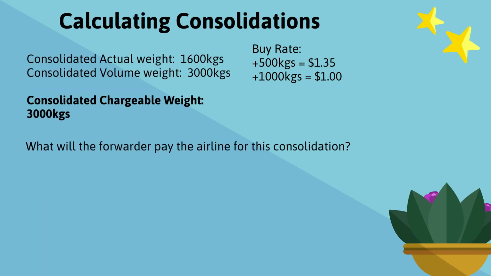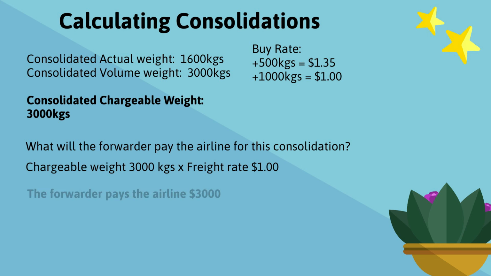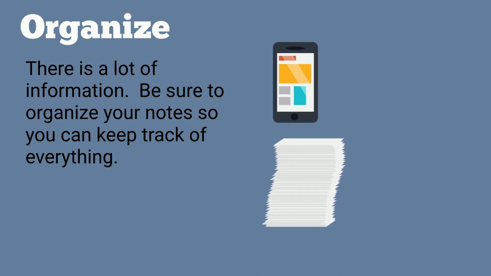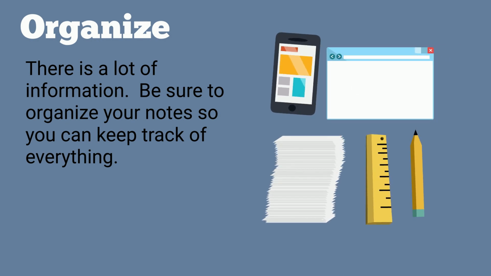Now it's time for the forwarder to pay the airline. So we are not going to use the sell rate this time. We're going to use the buy rate, which is the lower rates. This is because we are paying the airline now. And we are still going to use a chargeable weight, but we are going to use the chargeable weight based on the consolidated actual weight and the consolidated volume weight. We're not going to look at the higher chargeable weights from shipments 1 and shipments 2. We're looking at the total consolidated actual weight and the total consolidated volume weight to determine what the total consolidated chargeable weight will be.